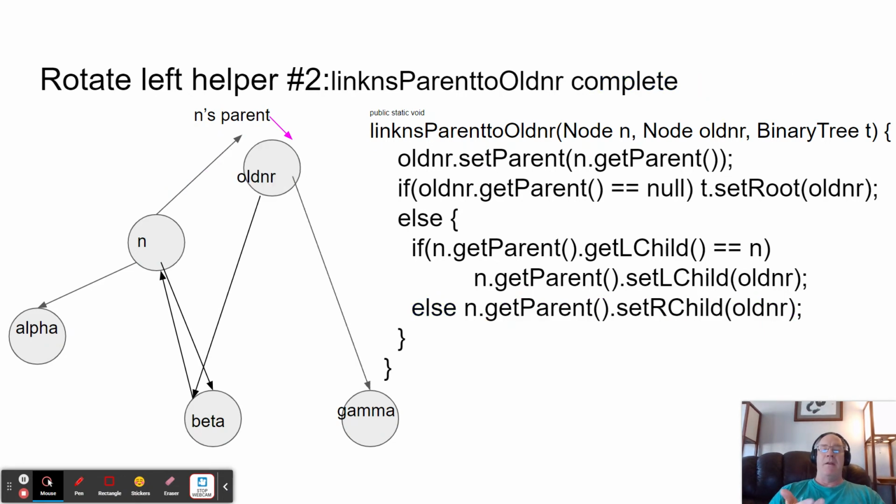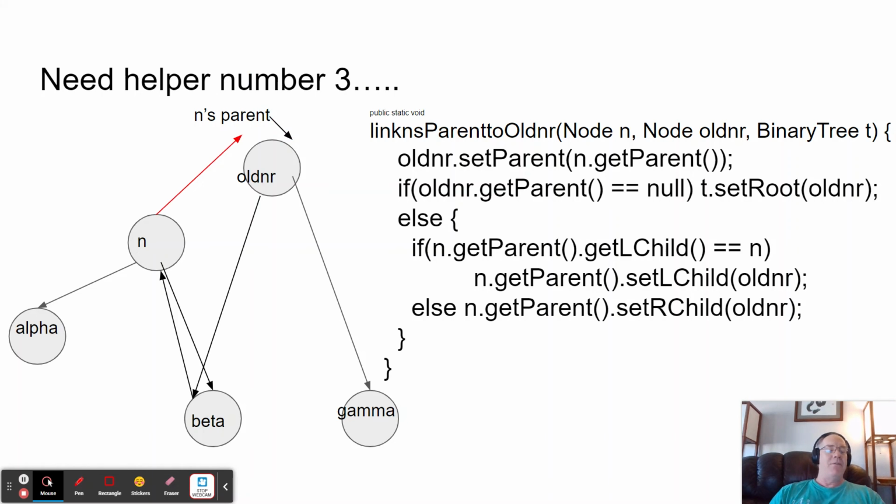So there were three possibilities, any one of which would have n's parent pointing somewhere, ultimately to old nr, whether it's pointing to its left child or its right child, or old nr is itself the root and there's not actually a parent. Those are the three possibilities that are accounted for in link n's parent to old nr.